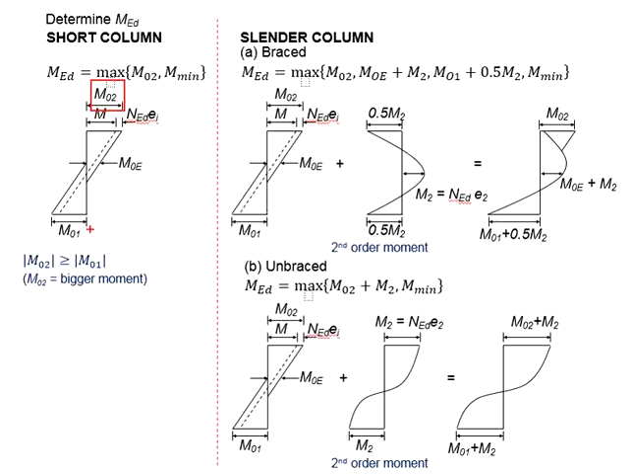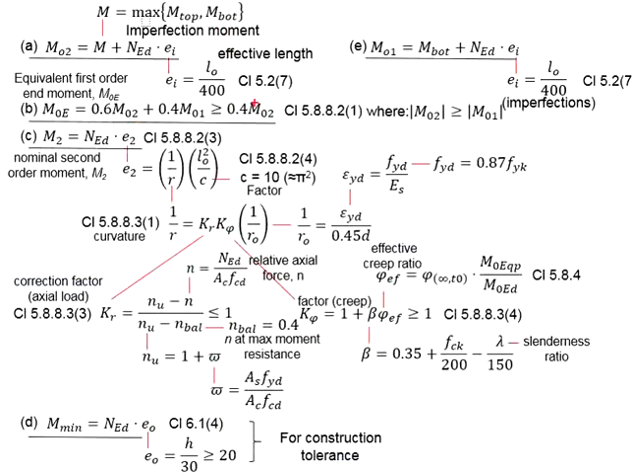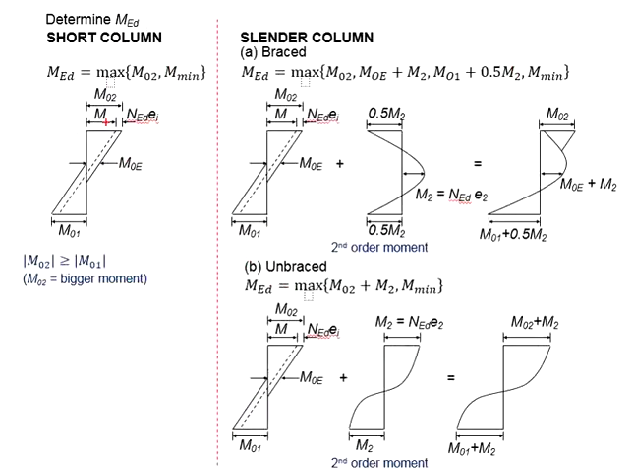M02 will be the calculated moment, which is the summation of the moment acting onto the column plus the moment due to imperfections. The imperfection moment is calculated by having the NED, which is absolute, multiplied by the eccentricity EI. And this EI will be a function of the effective length. There shall be two values obtained.